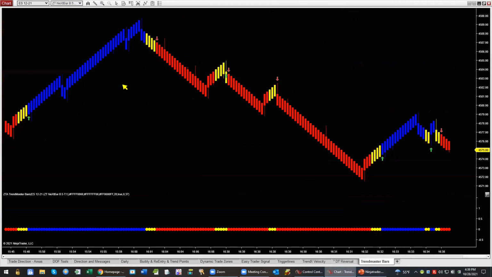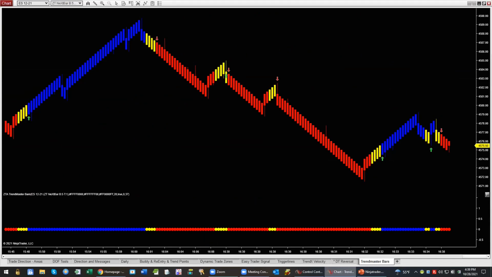And here's our Trend Masters. I mean, it speaks for itself. Here's the Trend Master. You know, red bars down, blue bars up. It doesn't get a lot simpler, folks. And so that's pretty much what that's all about.